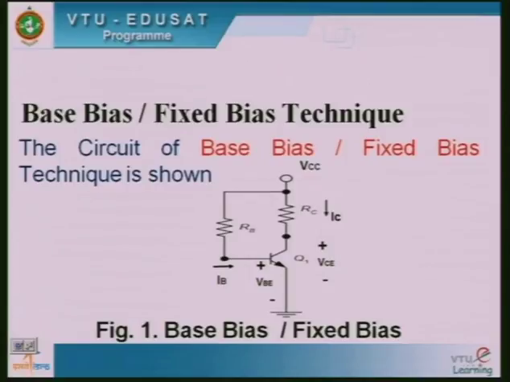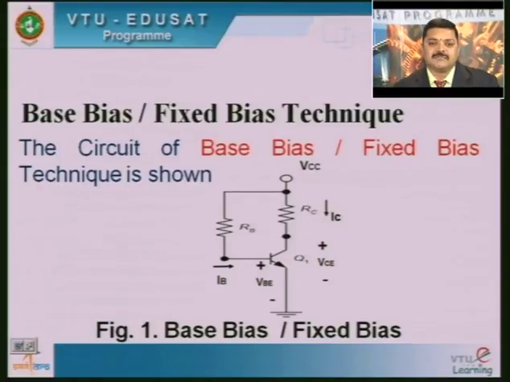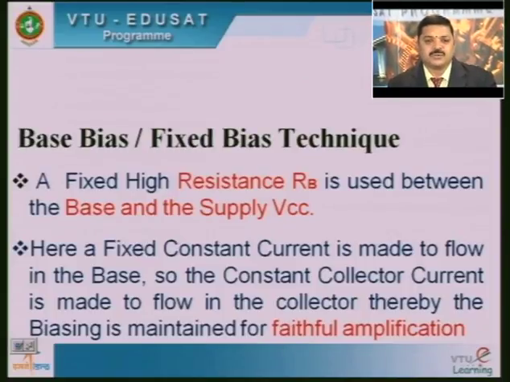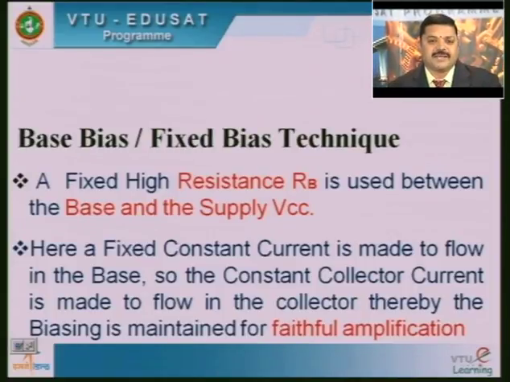So, base bias or fixed bias technique. The base bias or fixed bias technique uses one resistor, a fixed large value of resistor, between the VCC and the base, as shown in the diagram, figure 1. The figure shows the base bias or the fixed bias. It has a fixed resistor RB between the base and the VCC point, as shown in the diagram. As I told you, a fixed resistance RB is used between the base and the supply VCC.